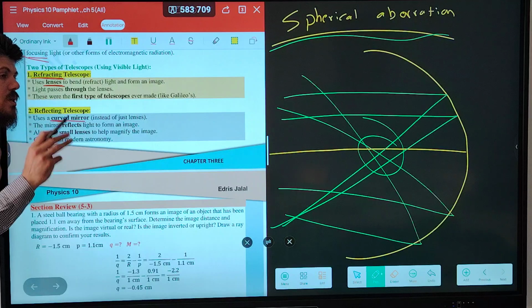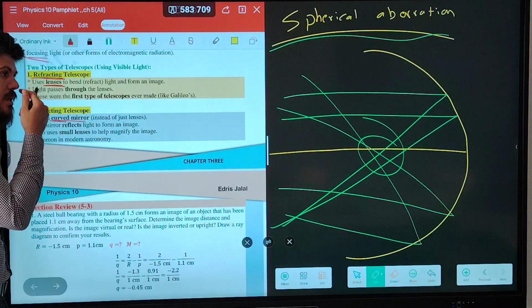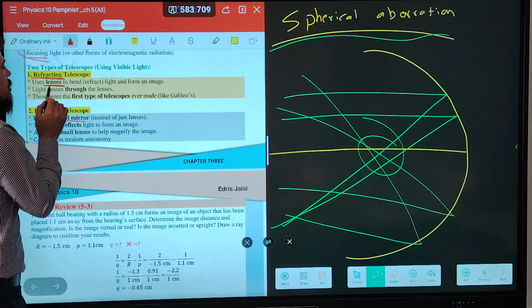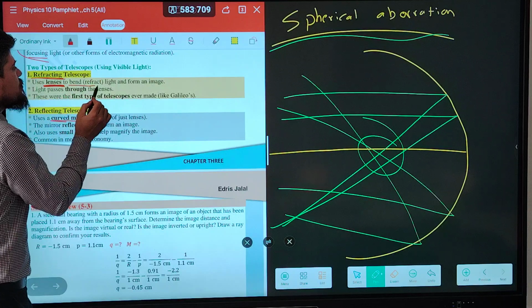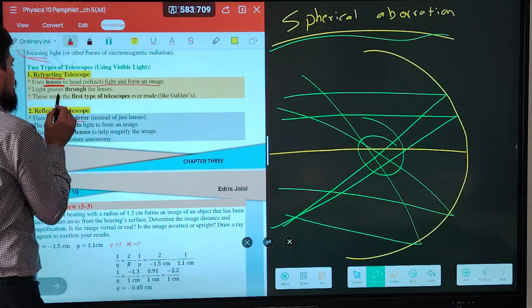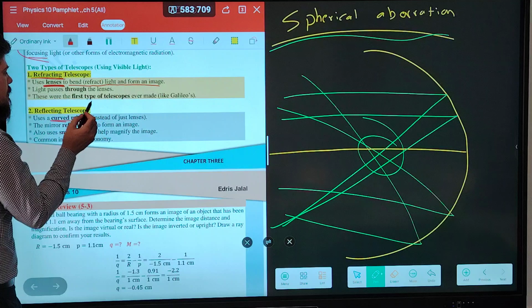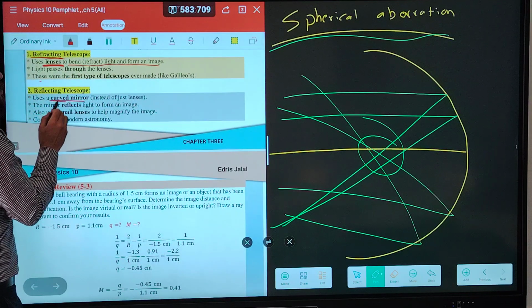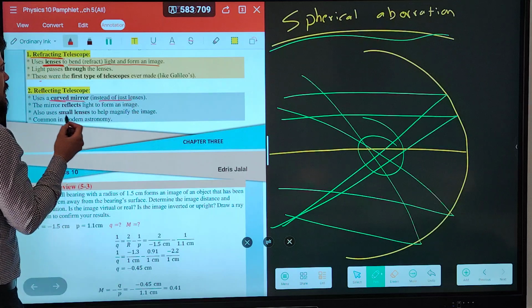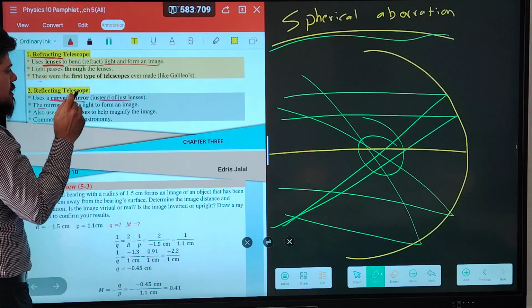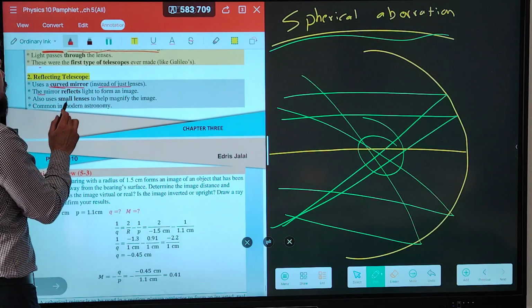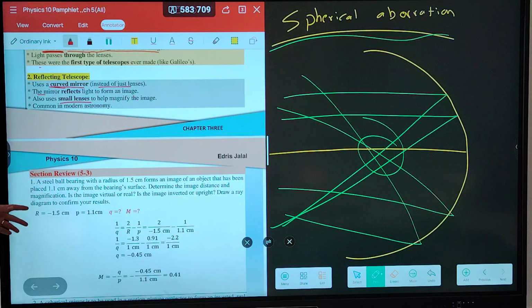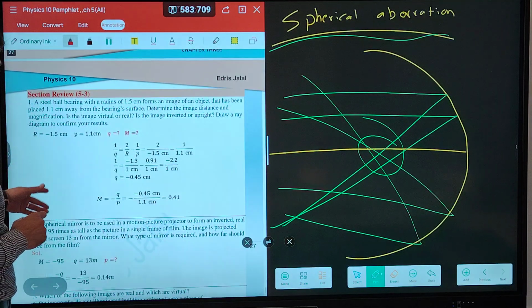What is the difference between refracting telescope and reflecting telescope? A refracting telescope uses what? Lenses, to bend light and form an image. Light passes through the lens. These were the first type of telescope. But a reflecting telescope uses a curved mirror instead of a lens. The mirror reflects, not refracts, light from the image. Also, small lenses are used to help magnify the image, common in modern astronomy.